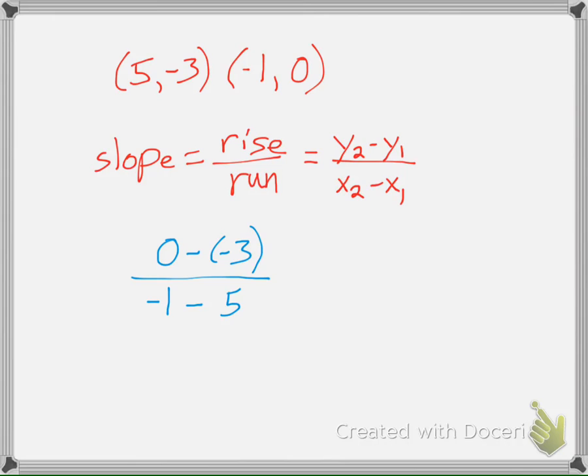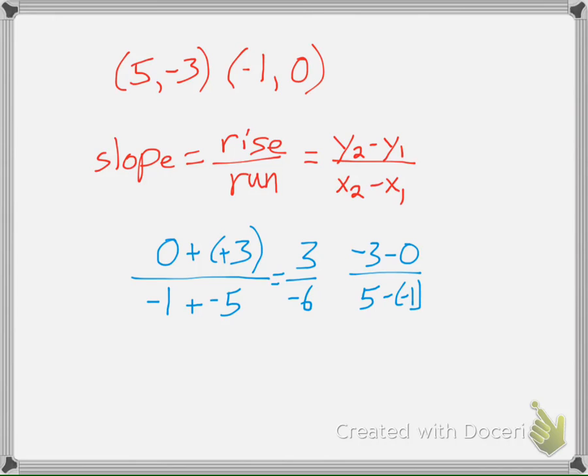Now, guys, like I said, it doesn't matter though. If you had done -3 minus 0, then what would go on the bottom? 5 minus -1. Now, what is 0 minus -3? Positive 3. Remember, minus and negative changes to plus, positive. Okay. What is -1 minus 5? -6. Again, minus, positive changes to plus and negative.